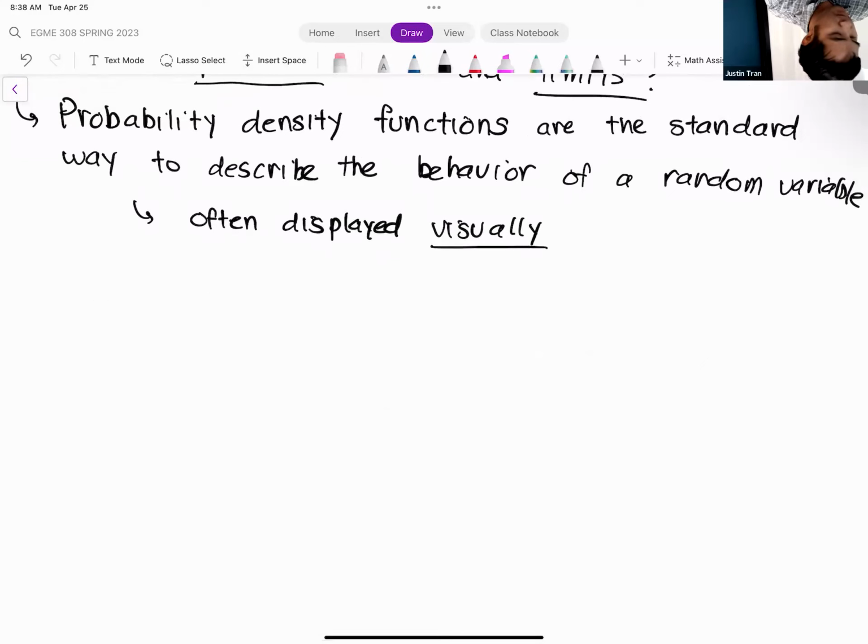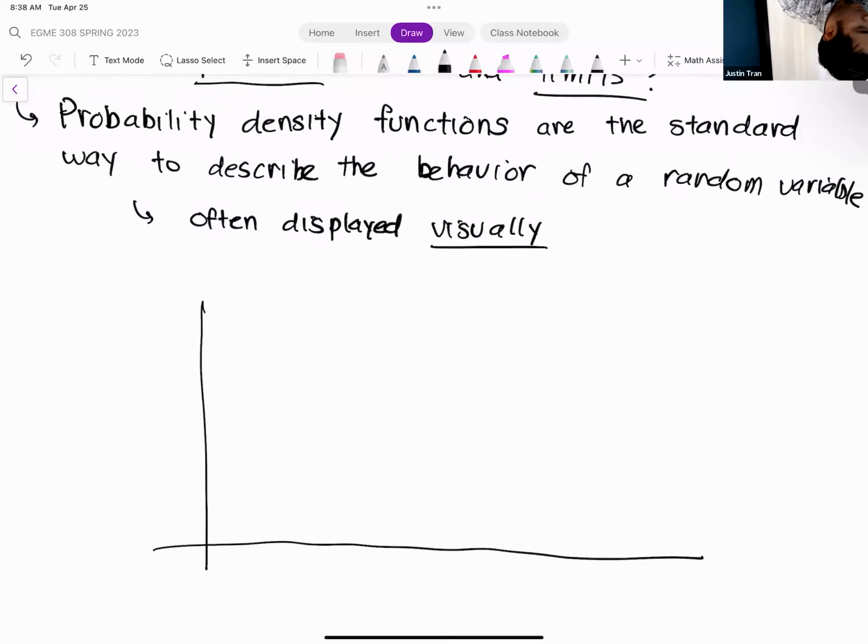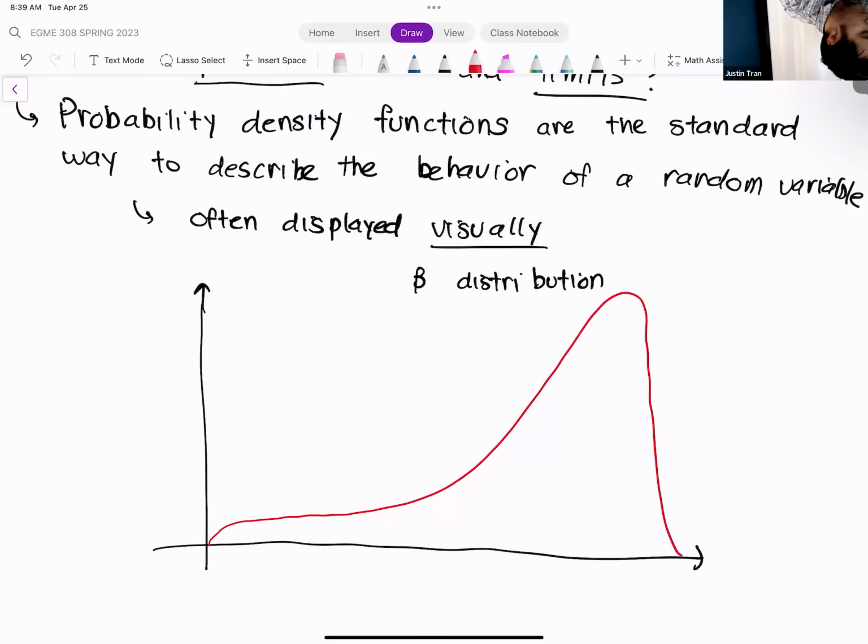Let me show you an example. I'm going to show you one of the standard distributions, although it's not as common for use in engineering, but I think it's useful. This is known as the beta distribution. And it looks something like this. There's usually a smaller end right here, and then at the other side, there's a hump.